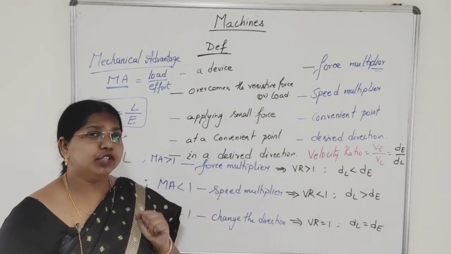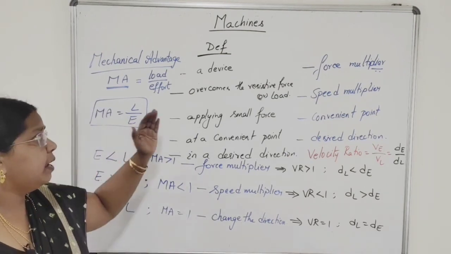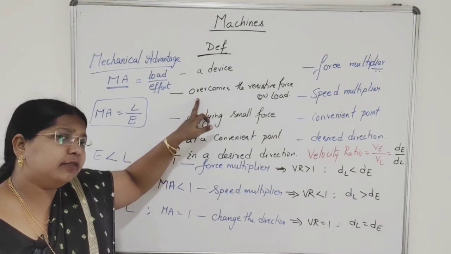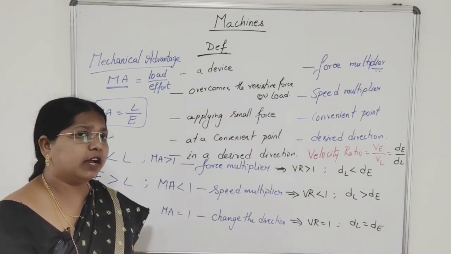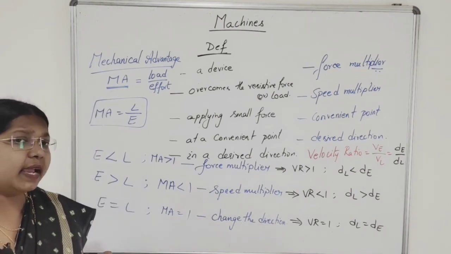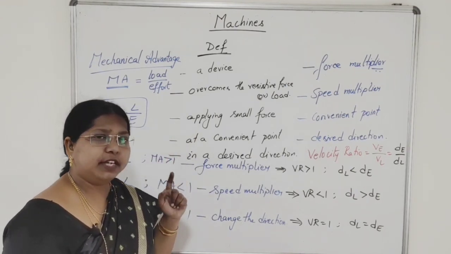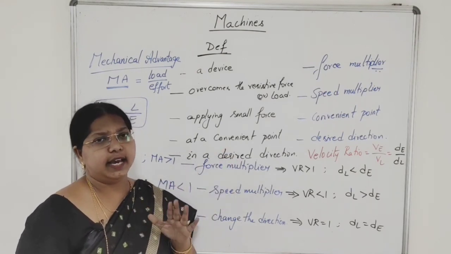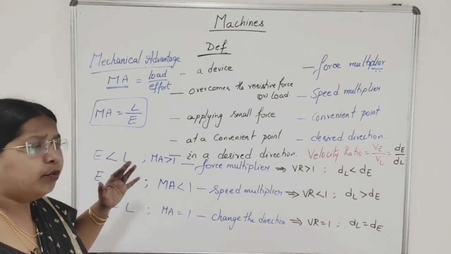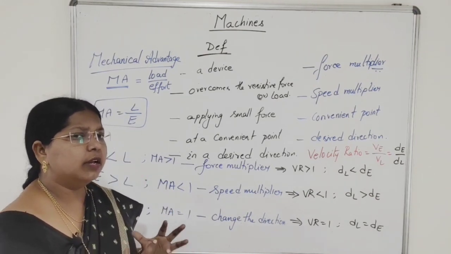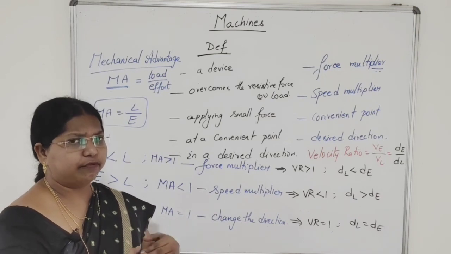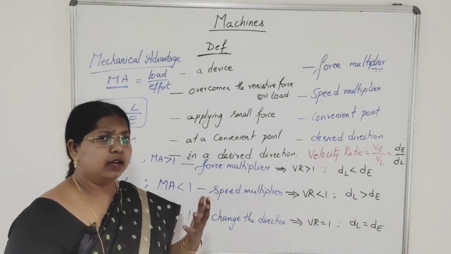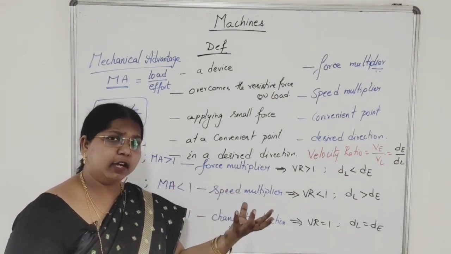Now we'll move on to the definition of the machine. What is the definition? A machine is a small device which can overcome the resistance, either resistive force or load, by applying a small force at a convenient point in a desired direction. So we are moving the load, we are lifting the load by applying some effort. Effort is the energy which we are giving to the machine, the effort which we are applying on the machine.